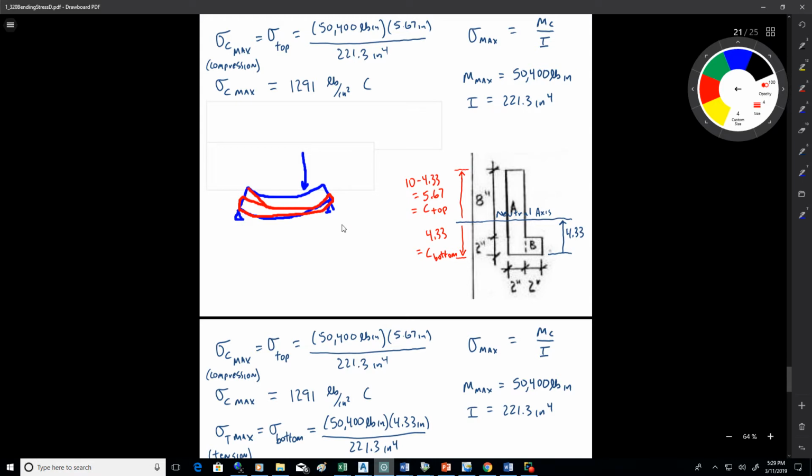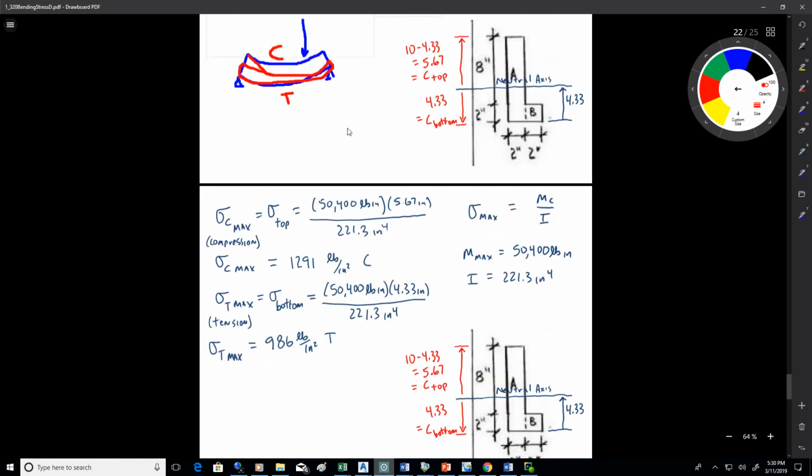So we've got that beam bending down. So the meaning of that is the compression's on the top and the tension's on the bottom. So c to the top is for compression, c to the bottom is for tension. So sigma c max is the sigma at the top. M max is 50,400. c max is 5.67. And I is 221.3. Work that out, and the maximum compressive stress in the beam is 1,291 pounds per inch squared.